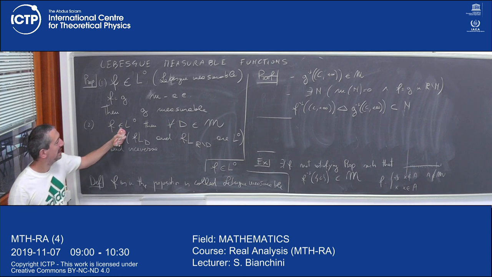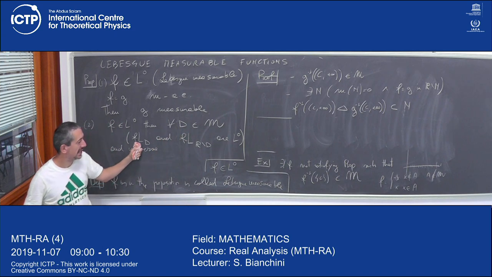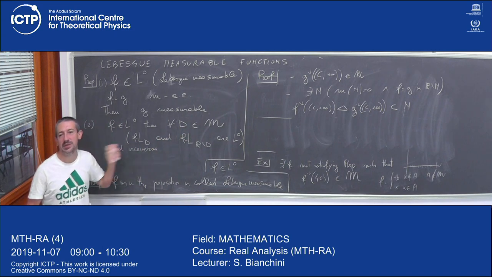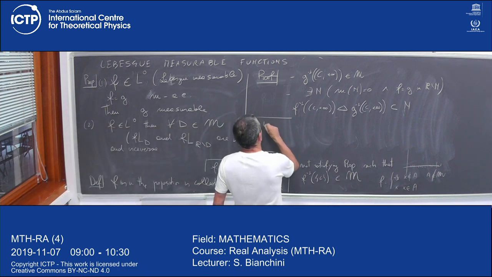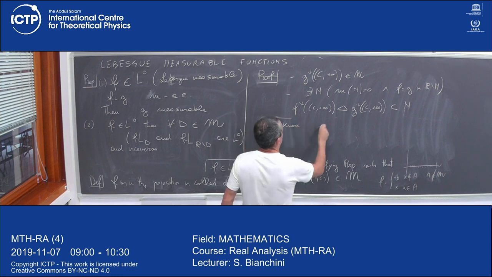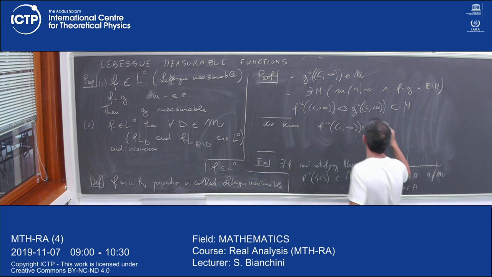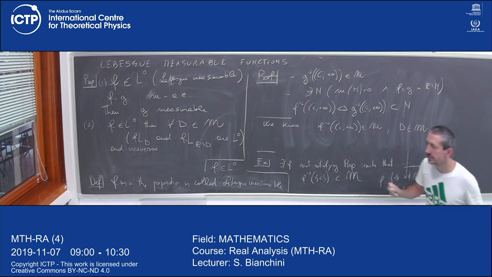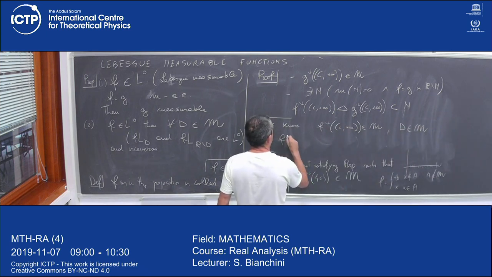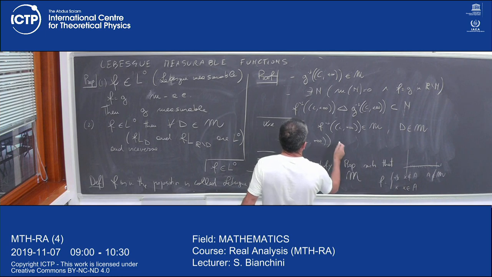The other direction is that f is measurable, and I want to prove that if I take any measurable set D, f restricted to D, just one is enough, is measurable. So you know what we know. F minus 1 of (c, plus infinity) is measurable, and D is measurable. What we have to prove is that f restricted to D, minus 1 of (c, plus infinity), and this is what?